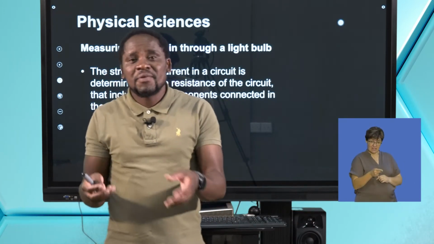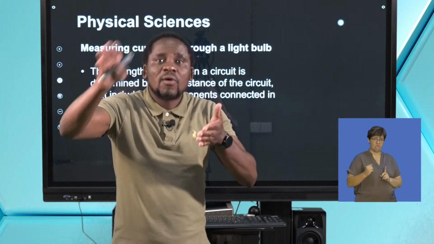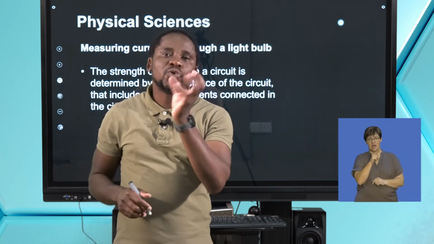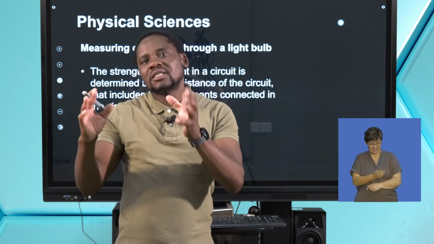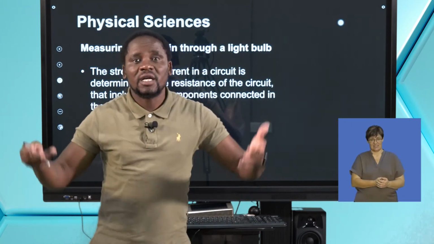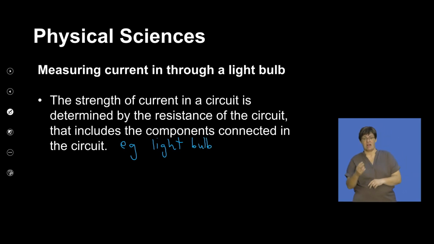If a light bulb has a certain amount of resistance to the flow of charge, or to that current, then it has to do with the amount of energy that it converts from electrical to light energy, because that's what a resistor does. These are components in a circuit. An example is a light bulb. So a light bulb will convert electrical energy to heat and light.